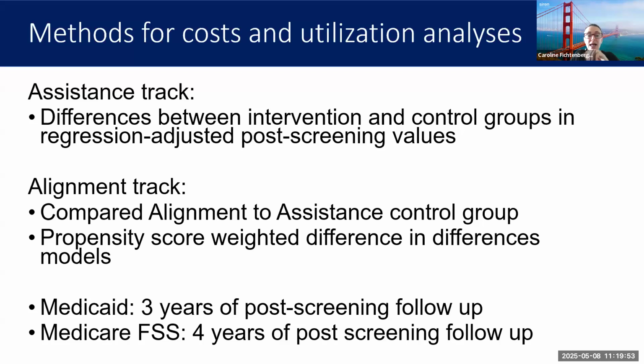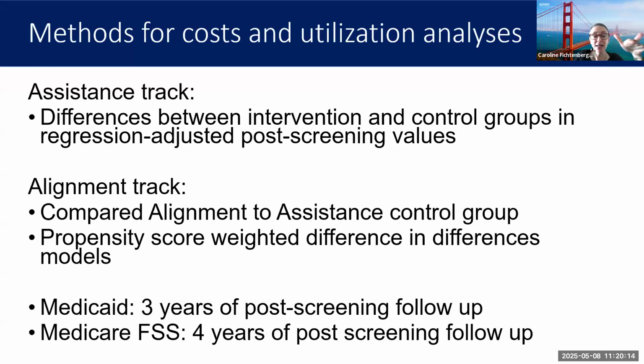So the assistance track, because it was randomized, they just looked at the differences between the intervention and control groups in regression adjusted post-screening values. So they just compared what was the utilization in the intervention group after screening and what was the utilization in the control group. And they adjusted those for slight differences between intervention and control groups and looked at that difference.